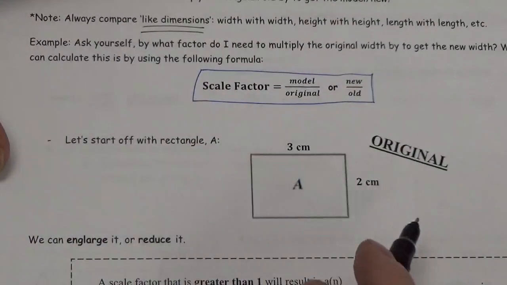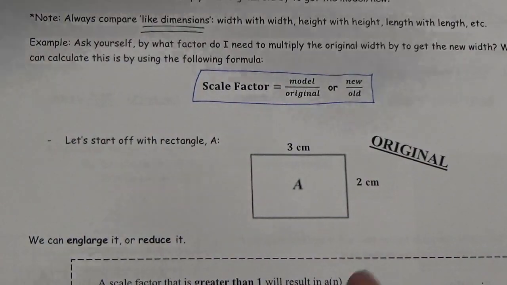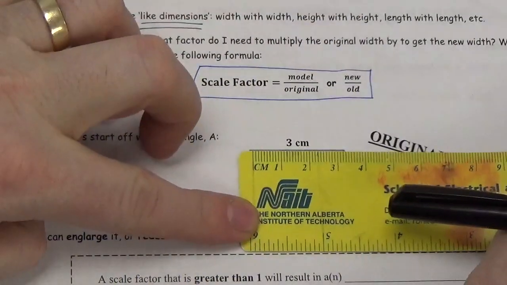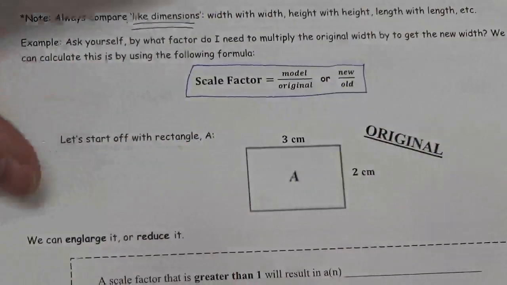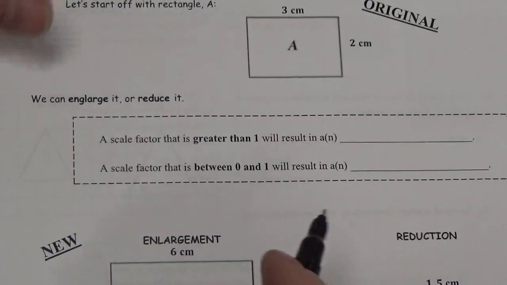let's start off with a rectangle A. So here we go. It's 3 centimeters by 2 centimeters. Hold on. Oh, not quite. Really close, though. So we can enlarge or reduce that shape.